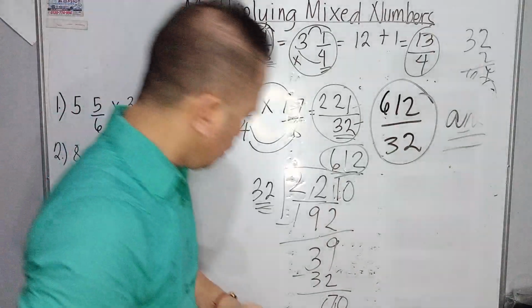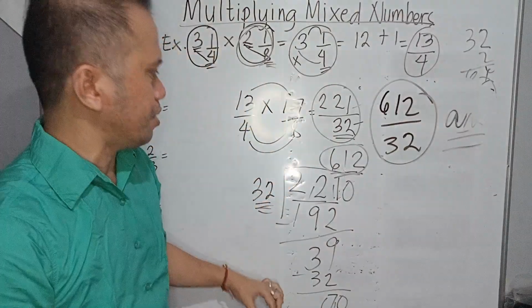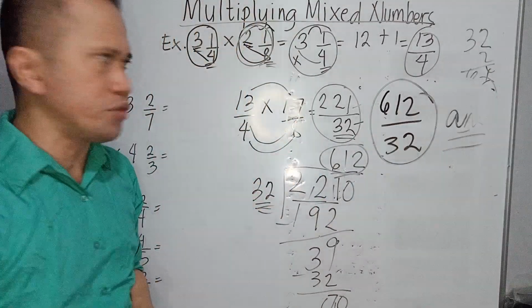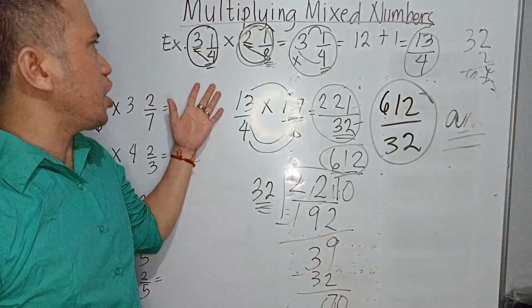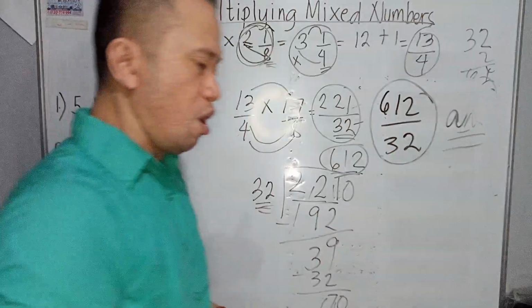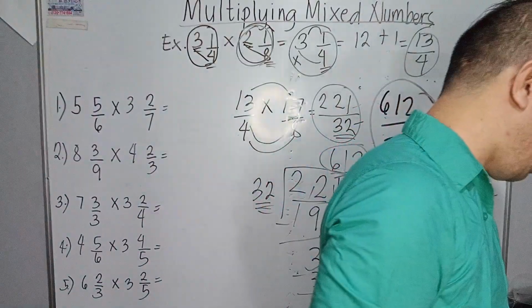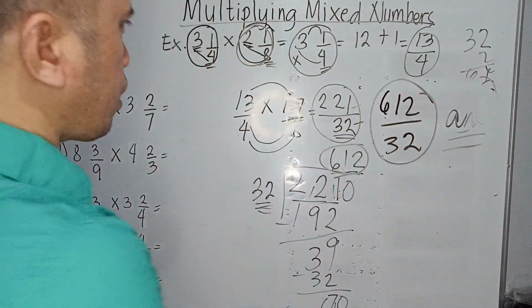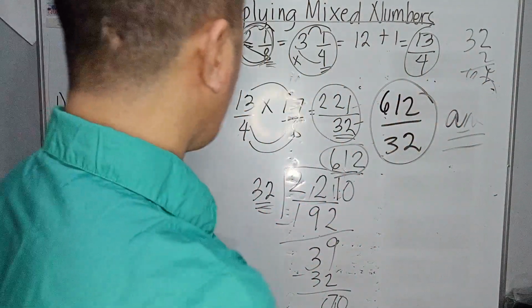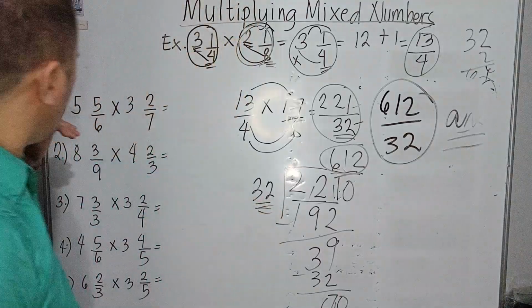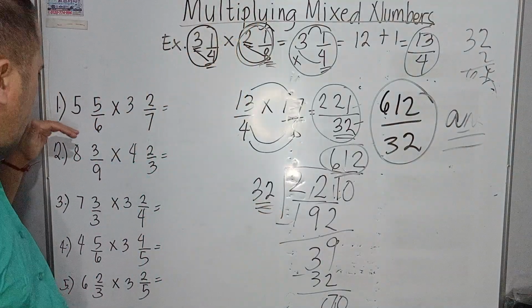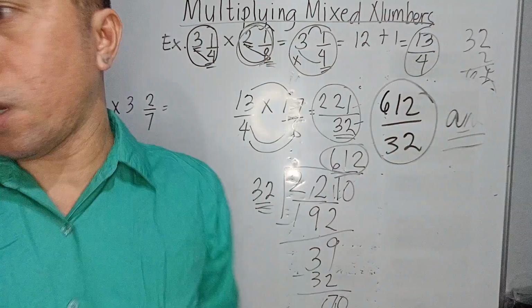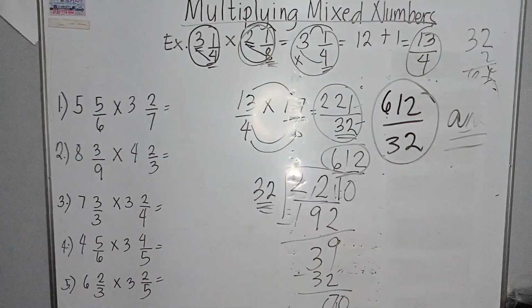So it's too long to process, but it is quite clear on how to solve multiplying mixed numbers with our example 3 and 1/4 times 2 and 1/8, my dear viewers. So here, we're going to proceed to the next problems, 1, 2, 3, 4, 5. We're going to solve them one by one for a while.